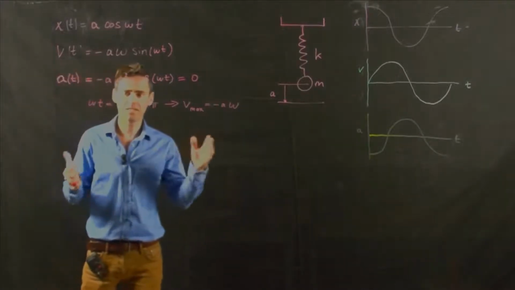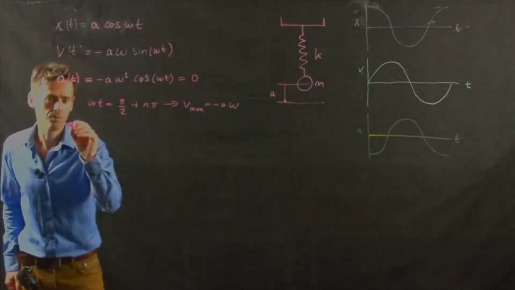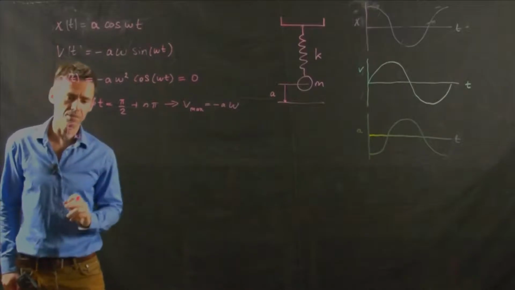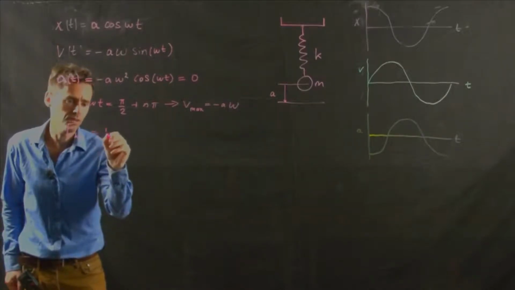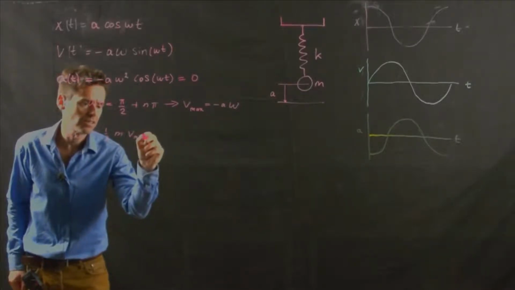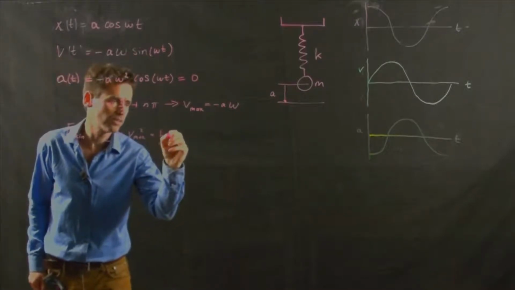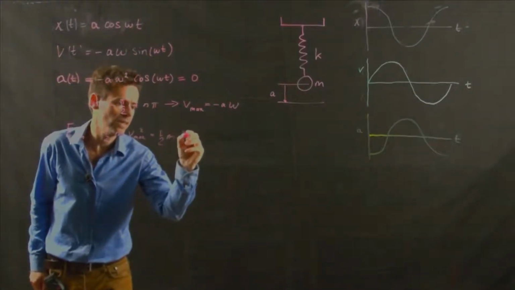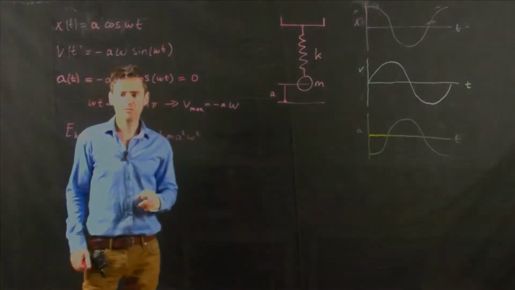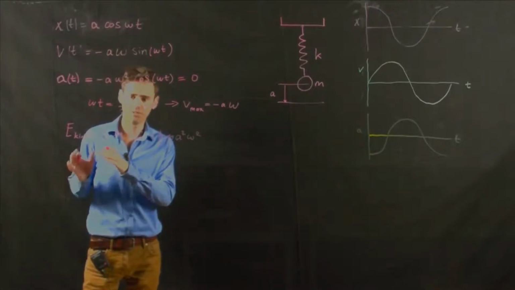Now we can first make an expression for the kinetic energy. Of course you can use your well-known formula for that. The maximum kinetic energy is equal to 1/2 times m times v max squared. And this is equal then to 1/2 m a squared omega squared. All right. So now we have one side of the equation, the maximum kinetic energy. There's no potential energy and everything is kinetic.